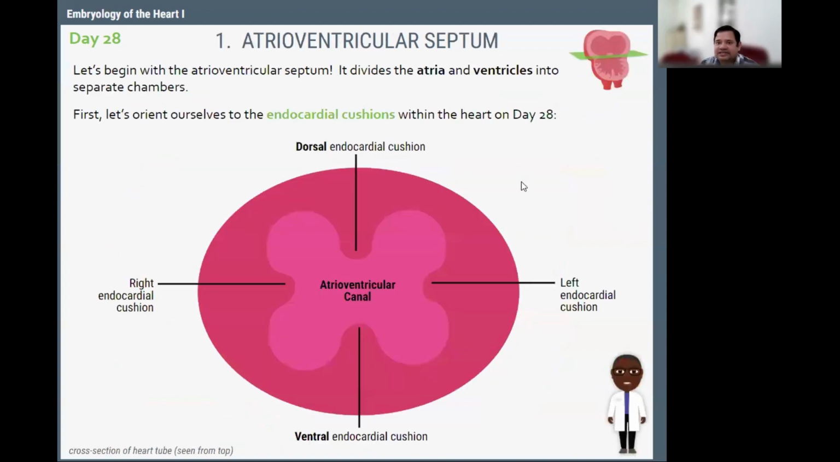So first we'll talk about the atrioventricular septum. It will also start from day 28. And first of all, we have to talk about the endocardial cushions. The cushions come out from that muscular wall and they are moving towards each other, so they will separate atria and ventricles. They are going to move like right endocardial cushions, left endocardial cushions, ventral endocardial cushions, and dorsal endocardial cushions. Each side is pushing inside so that they join together and make the separation. So this is called endocardial cushions.